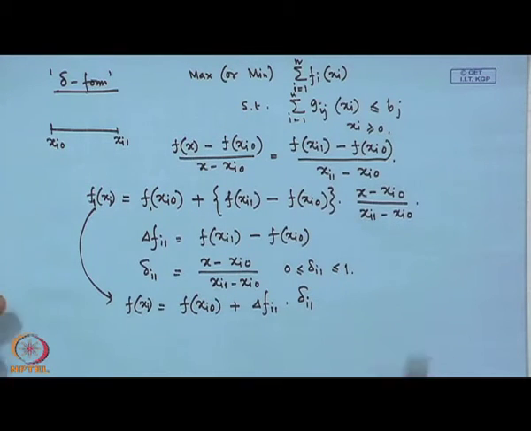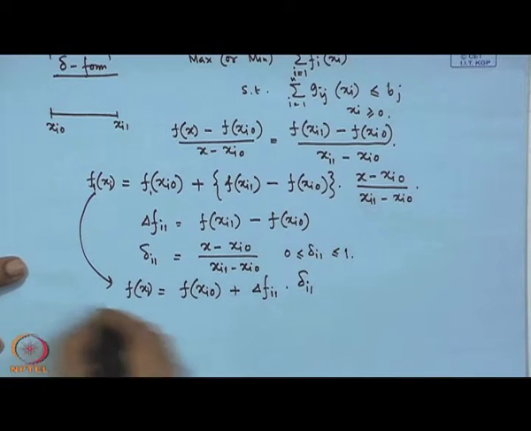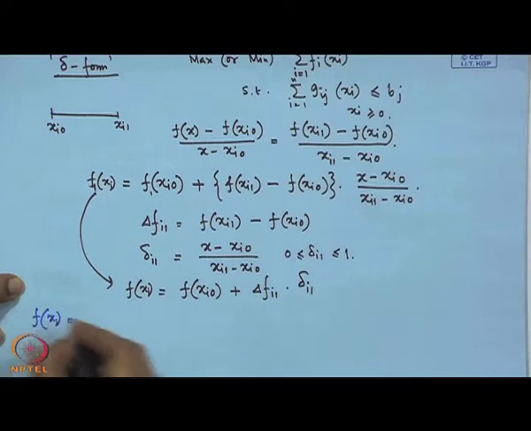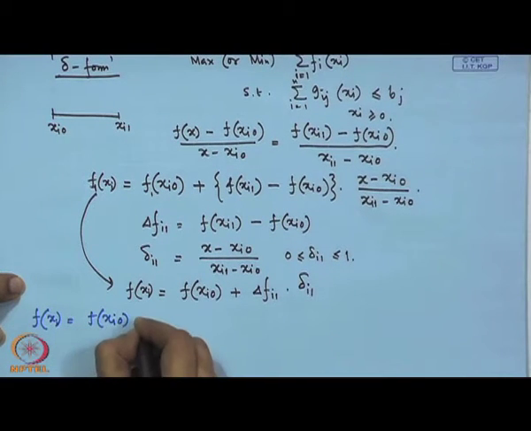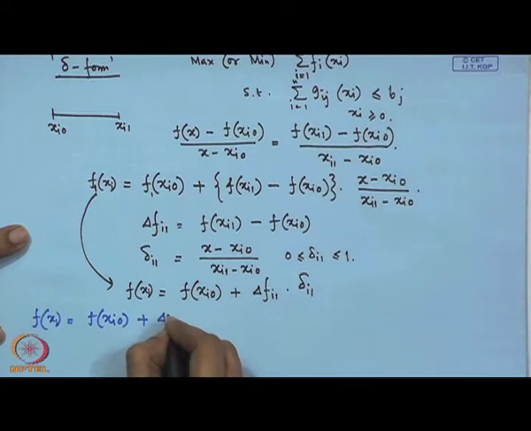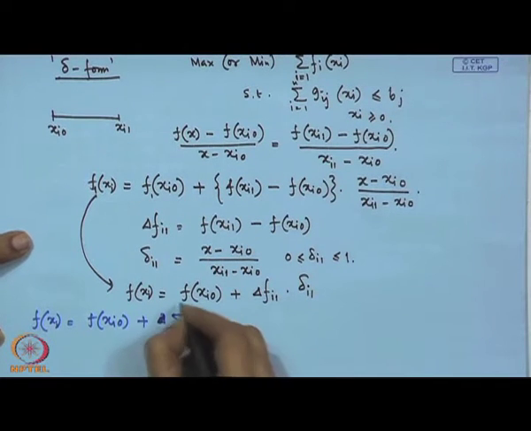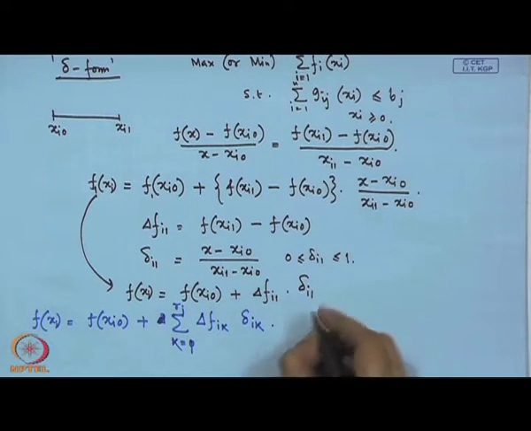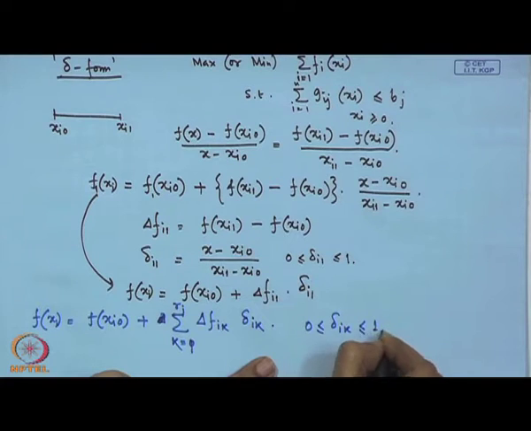Similarly, for r plus 1 number of grid points, this can be generalized as f x is equal to f xi0 plus summation k is equal to 1 to ri of del f ik into del ik, and here del ik is less than or equal to 1.